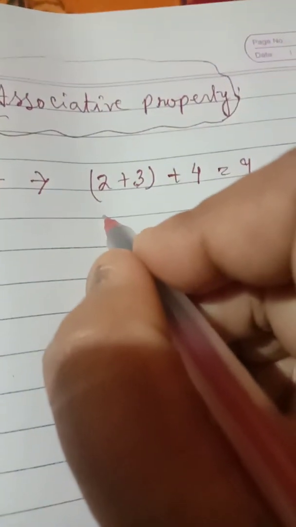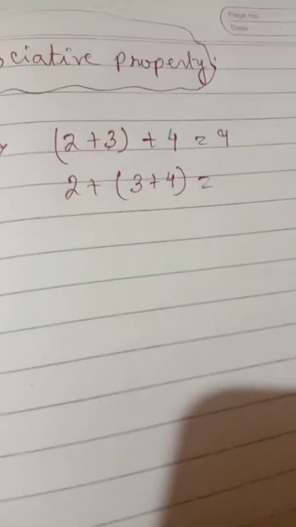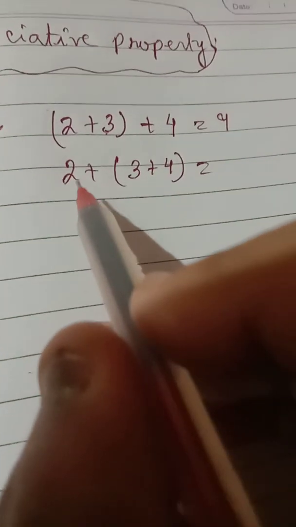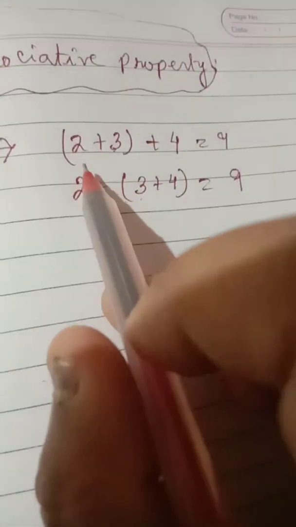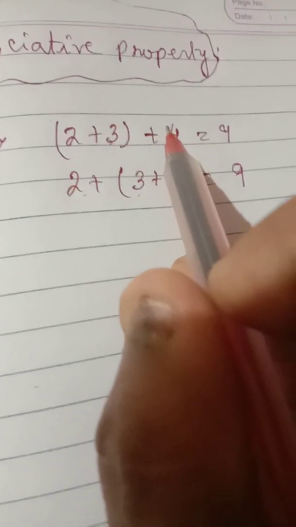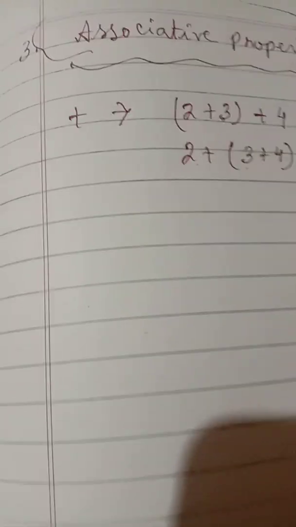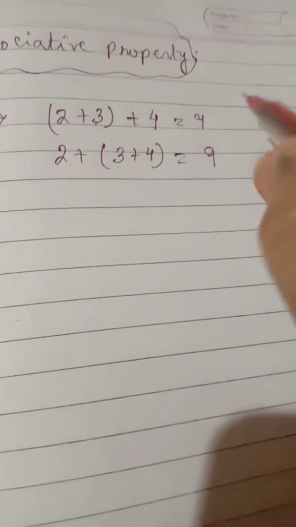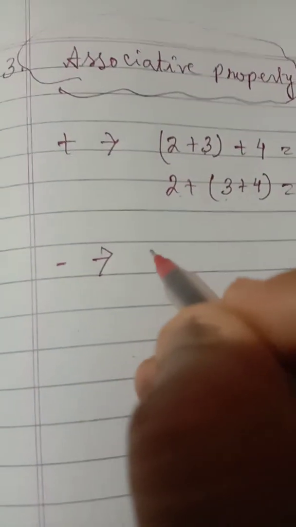But if I write this way, 2 plus, inside the bracket, 3 plus 4, that time also we'll get 2 plus 7, that is 9. So if I change the position of the whole numbers with grouping, the answer remains the same. So the associative property is applicable in case of addition. Whether it is applicable in case of subtraction, look over here.